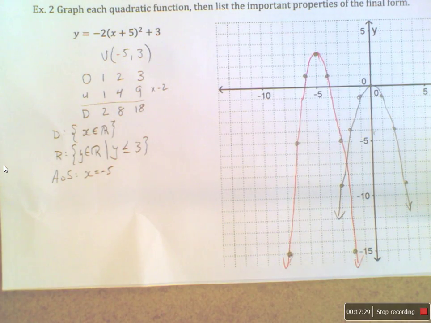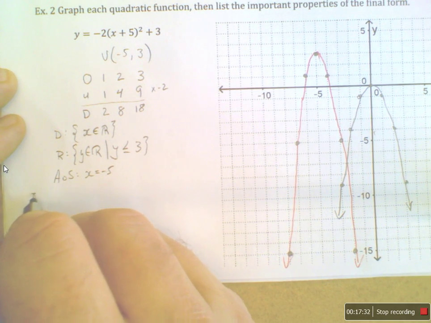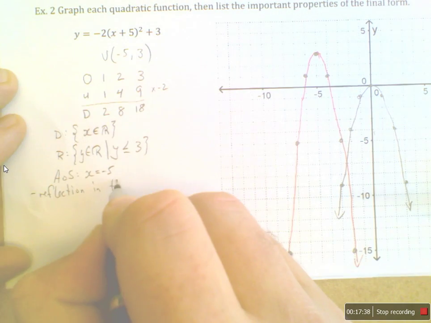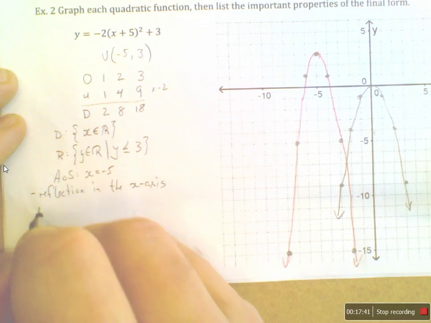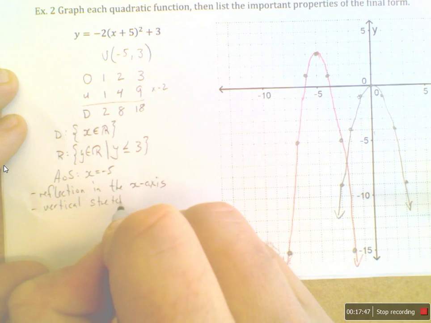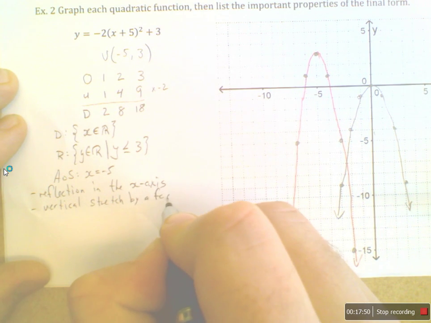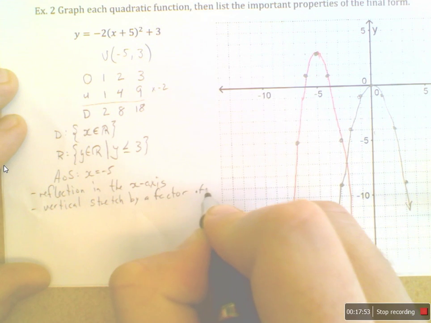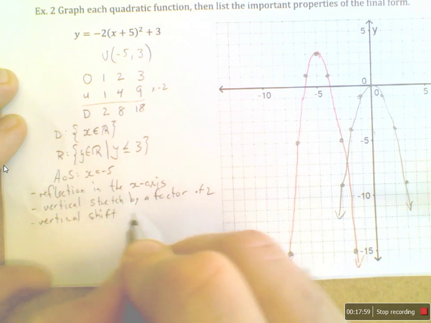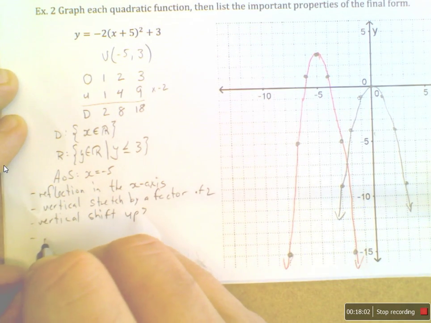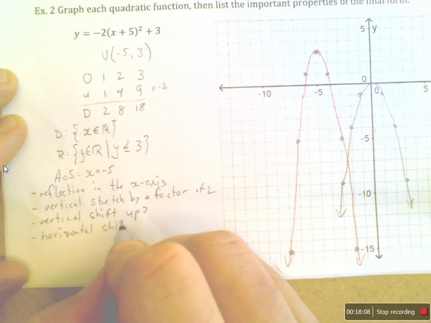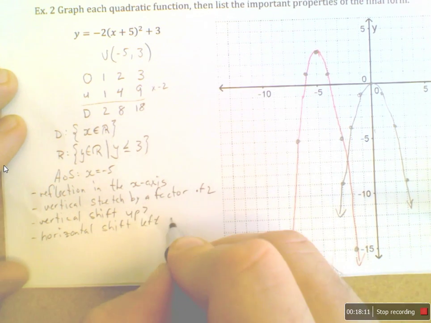We have to say the transformations using proper terminology. So here we go. We got a lot of them. Reflection in the x-axis. Vertical stretch by a factor of 2. Vertical shift up 3, and horizontal shift left 5.